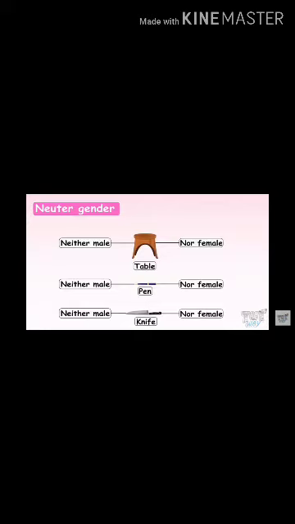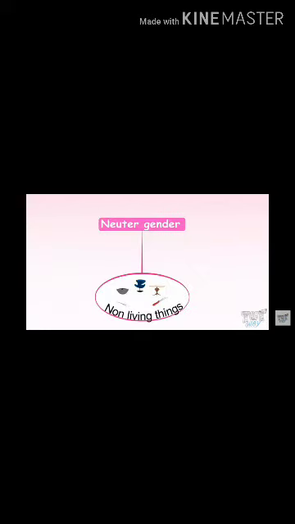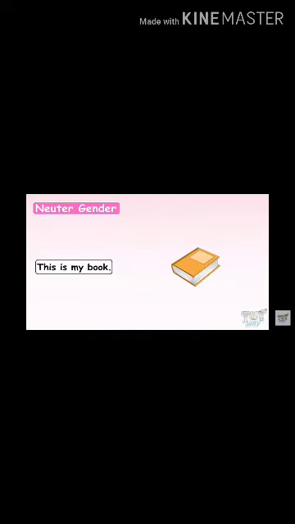Like book. See in this picture you can see the table. First picture is of table, that is neither a male nor female. Next, here is an example. You can see the neuter genders are non-living things. You can see in this picture that they are totally non-living things. For non-living things we use this gender.